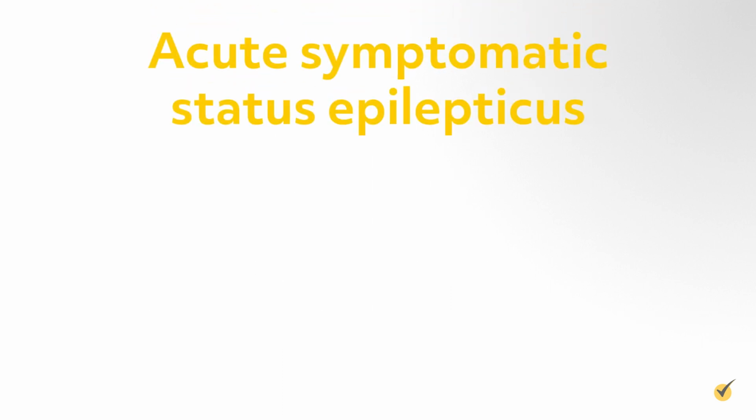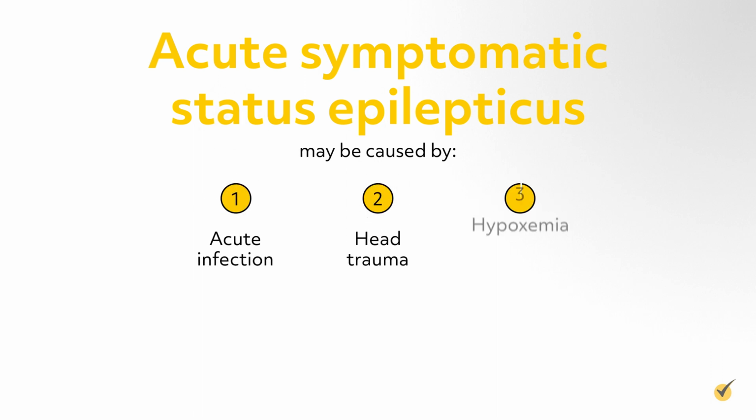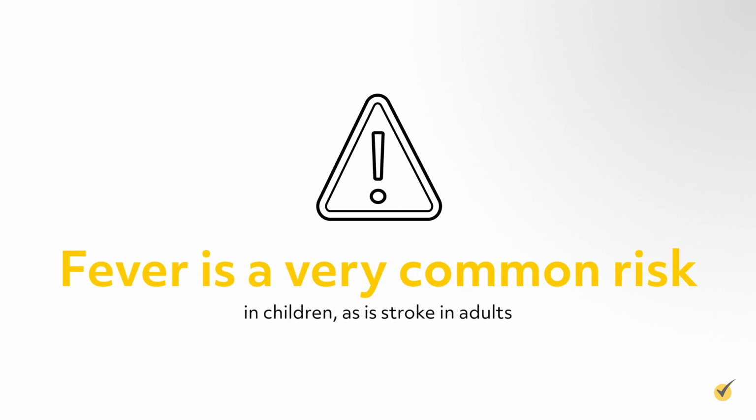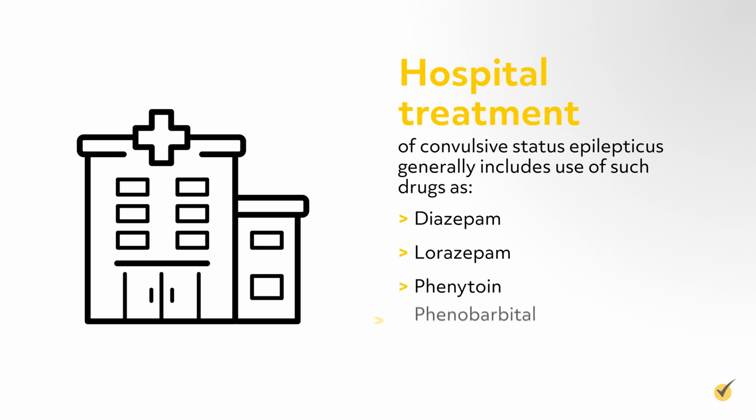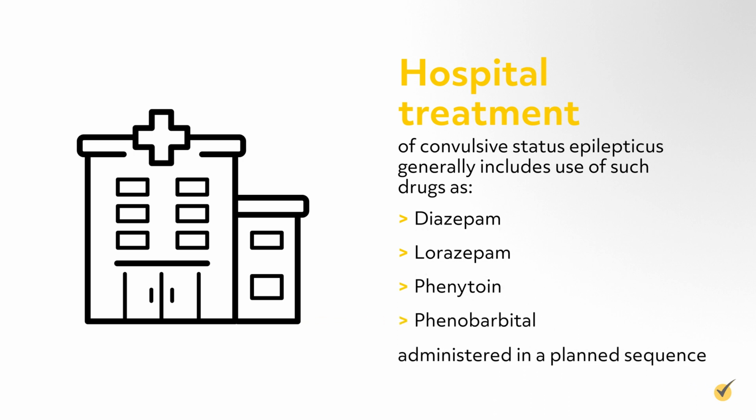Acute symptomatic status epilepticus may be caused by an acute infection, head trauma, hypoxemia, hypoglycemia, or drug withdrawal. Fever is a very common risk in children, as is stroke in adults. Hospital treatment of convulsive status epilepticus generally includes use of such drugs as diazepam, lorazepam, phenytoin, and phenobarbital, administered in a planned sequence.